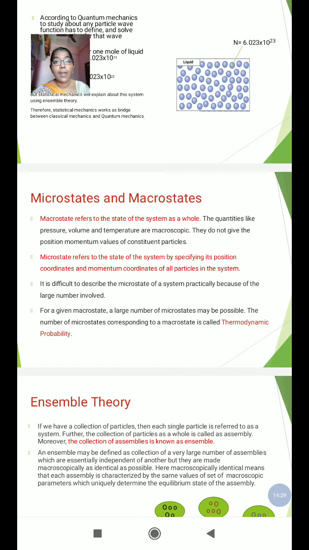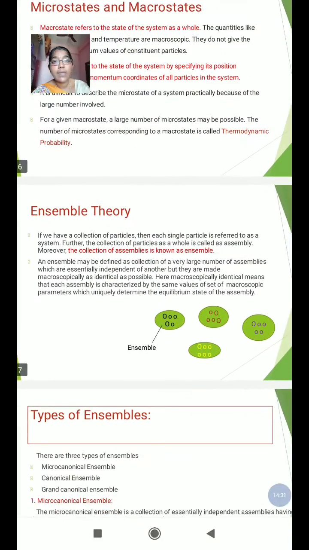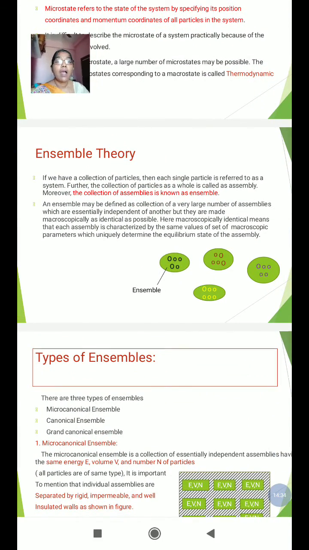Next we have ensemble theory. Already I told you that statistical mechanics uses a very important tool, that is ensemble theory. If we take a gas container, the group of particles in it is called a system or assembly, and a group of systems is called an ensemble. A group or collection of particles is referred to as a system. A collection of systems is called an ensemble.